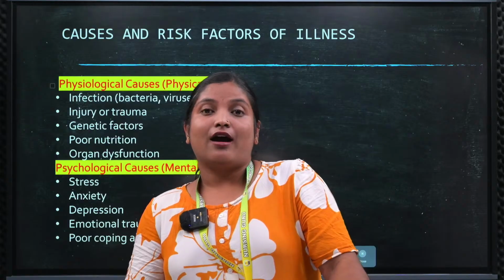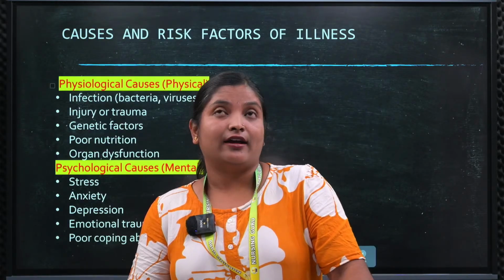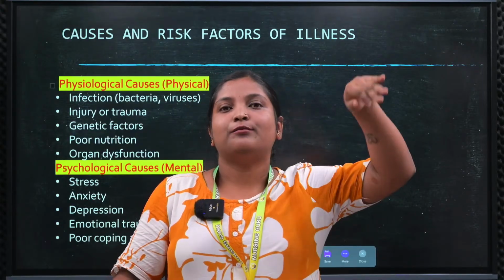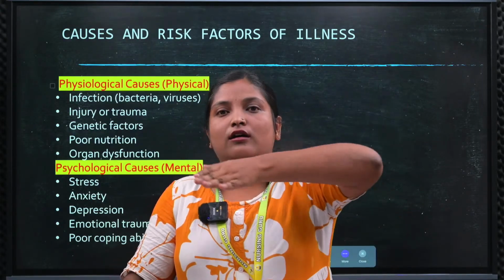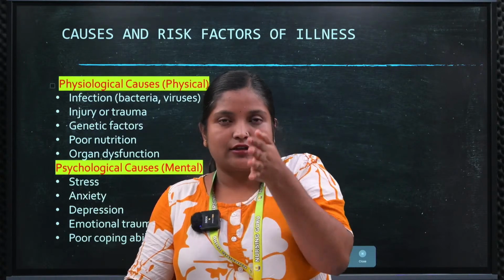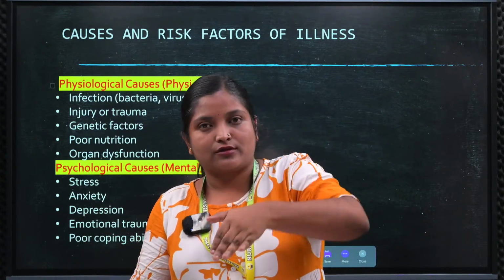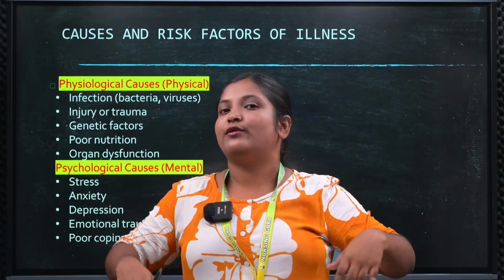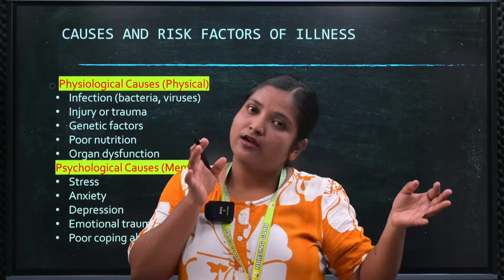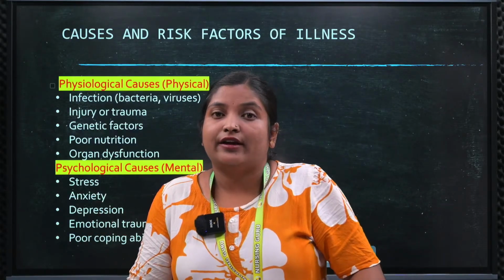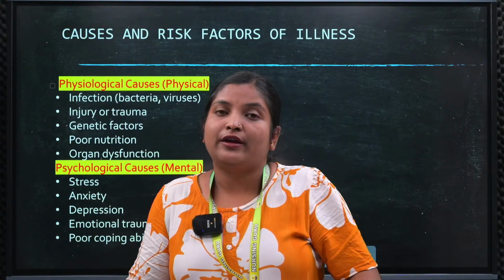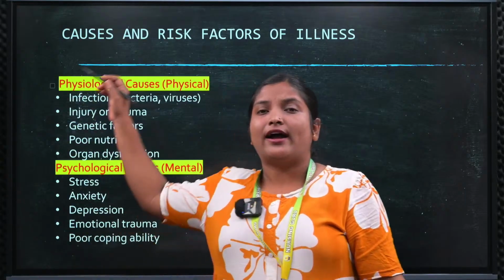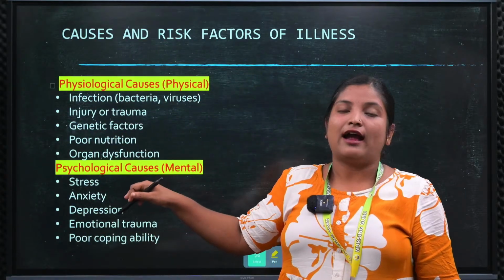Okay, so I always say that illness and wellness are in a fluctuating process. It is not static, it is a dynamic process. Always the heights and troughs will be there. Sometimes you will be very healthy, sometimes very unhealthy, sick, prone to disease conditions. What are the causes? That we are going to see now.